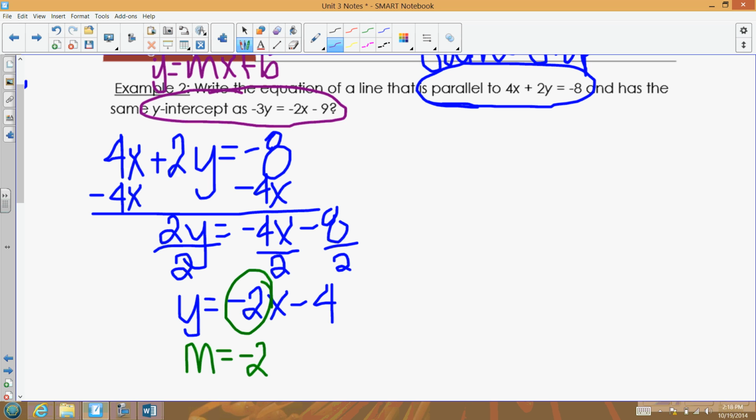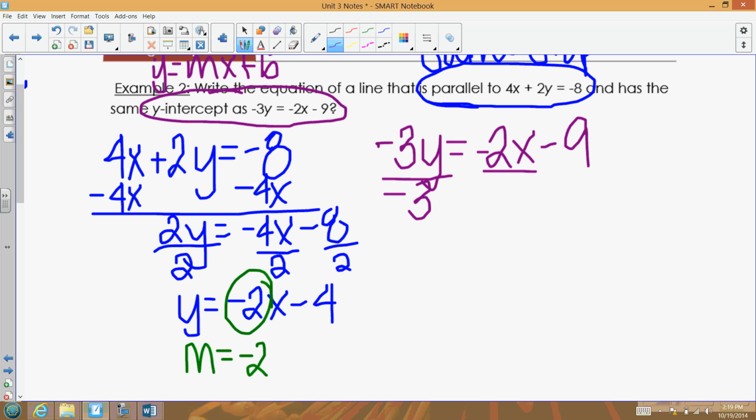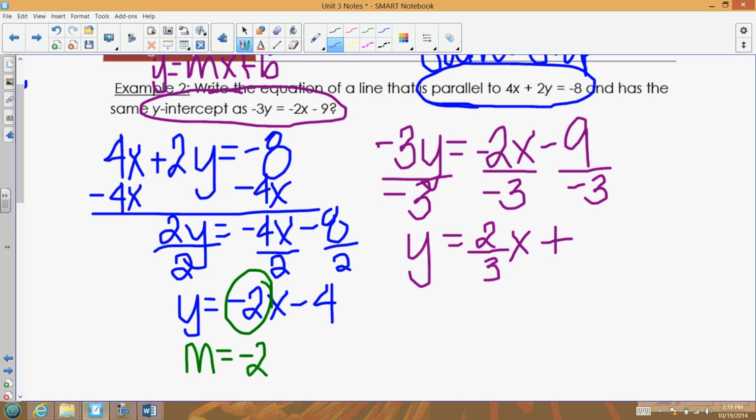And then the y-intercept, it has to have the same y-intercept as the second equation. Negative 3y equals negative 2x minus 9. So we're going to divide everything by negative 3. So we have y equals, this is just going to become a positive 2/3 x, because it was a negative divided by a negative. Same with the end, it's going to become a positive 3. So we wanted the same y-intercept as this equation. So the y-intercept is going to be 3.